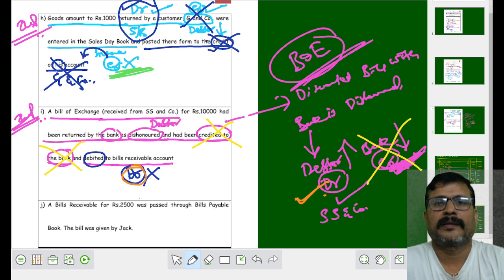Then what is your rectified entry? Keep the correct in the same place, shift the wrong in the opposite place. Now the entry is: Debtor's account debit to bills receivable account. I hope you got it. Really, did you understand the entire story?